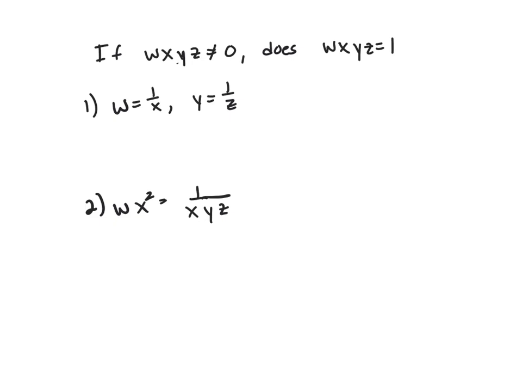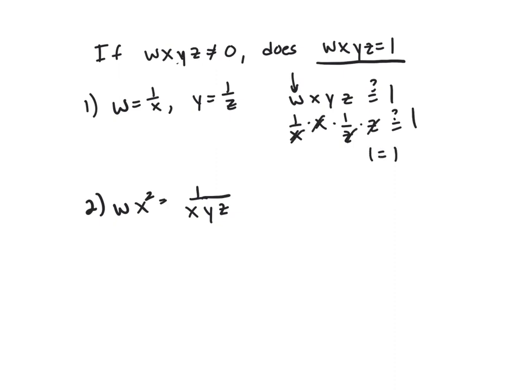So we're trying to figure out if wxyz equals 1. All right, well, let's start out with wxyz. We're going to see if that equals 1. And w is 1 over x. So I'll substitute it in for w. Bring down the x. Y is 1 over z. Bring down the z. Is that equal to 1? Those cancel, 1 equals 1. So that works.